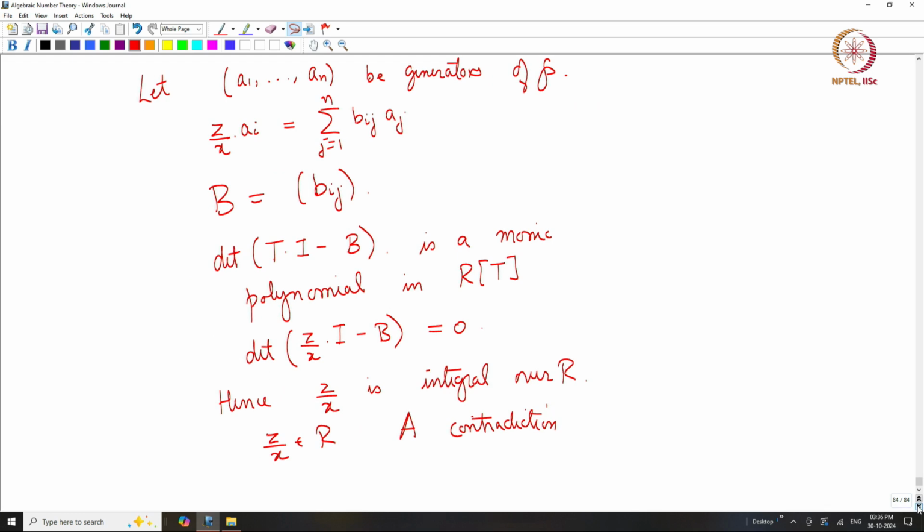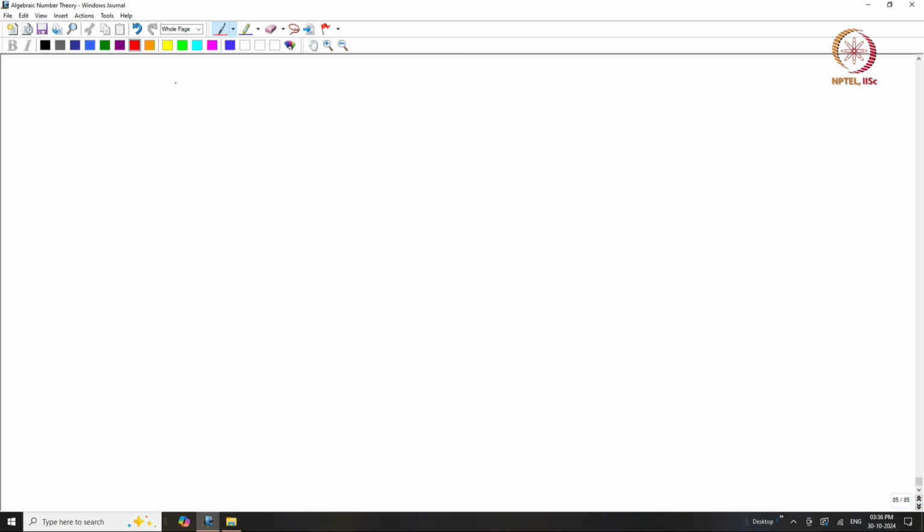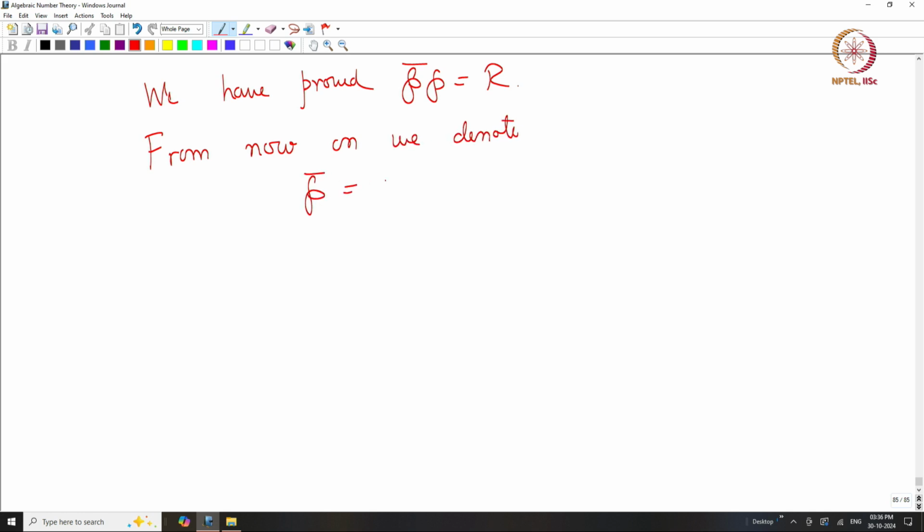Okay. All right. So, hence P bar P is not equal to P, right, and so P bar is P inverse. So, we have proved P bar P is equal to R. Okay. So, we denote from now on P bar, or maybe a better way of writing this would be, P inverse as P bar. Okay. So, that is how we denote it from now on, because it is the inverse, right.